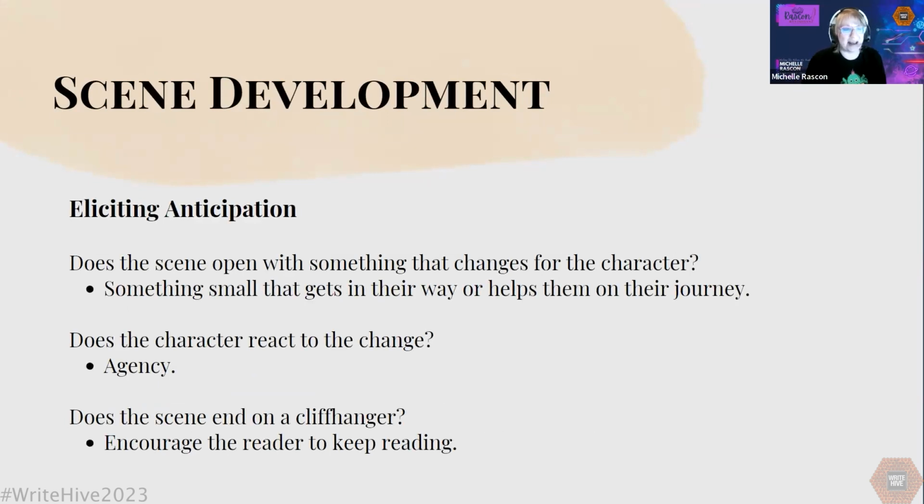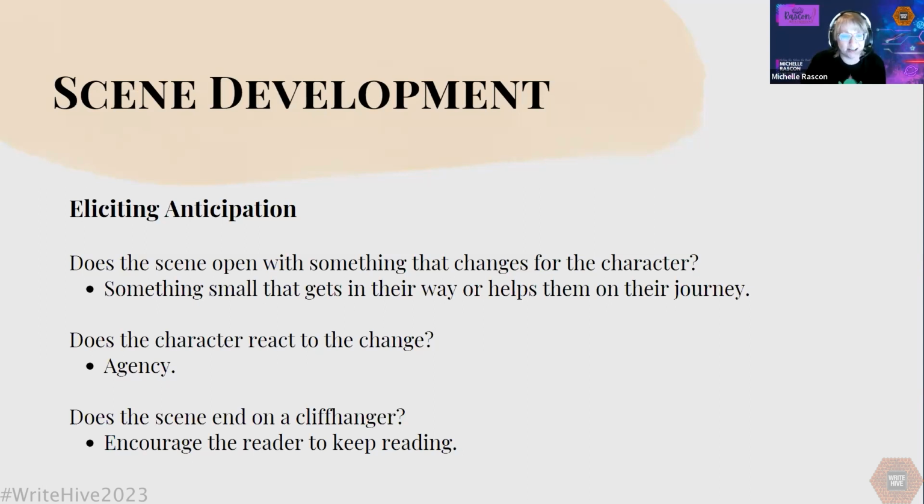Yep, I did jump ahead. So like I was saying, does the scene open with something that changes for the character? It could be something small that gets in their way and helps them on their journey, or it could be something big. Does the character react to that change? And I should have put, how does the character react to that change? Because that's going to give your character agency. And agency becomes really apparent for the character development within each scene.